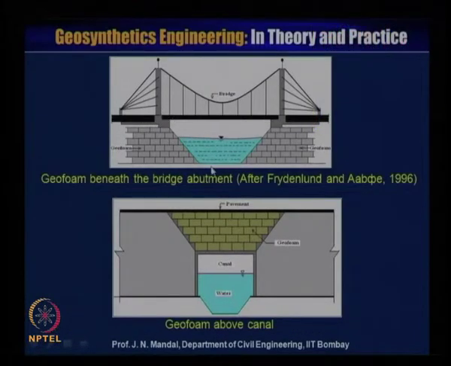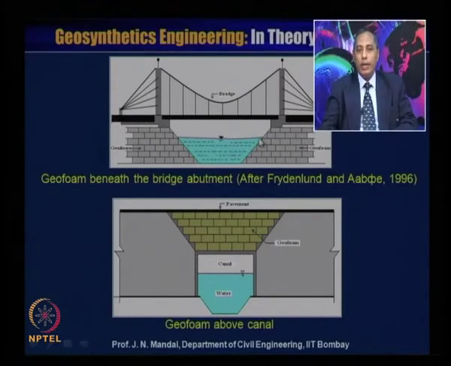So here is the geofoam beneath the bridge abutment, after Flaate and Aabøe in 1996. You can see the water is passing here, and in the bridge abutment, in this slope, the geofoam has been used, and this is a huge bridge. Its height may be about 4 to 4.5 meters and this expansion is maybe about 36 meters. Okay, this is one of the case histories in Norway.